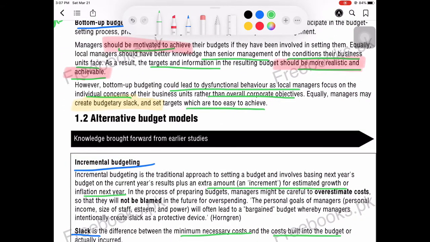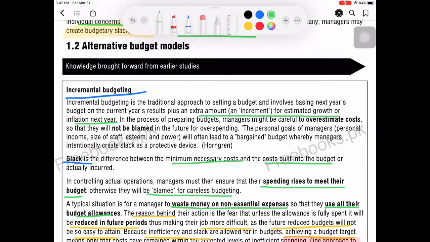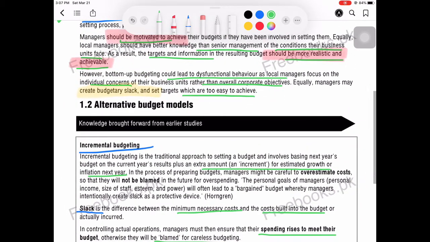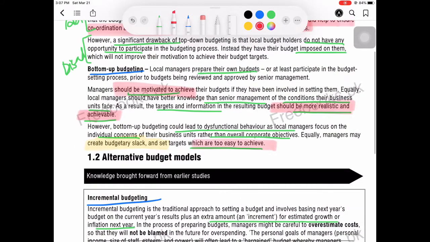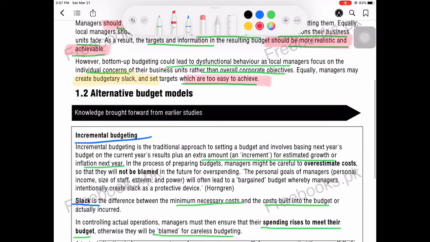Okay, next one is incremental. Okay, so here it was the advantages and disadvantages of top down and bottom up are actually just the opposites. And here, when the managers are given the liberty to set their own targets, they tend to set easier targets which are too easy to achieve, as against what the senior management will set the targets. They will be more challenging and a little difficult. Maybe sometimes they are able to achieve it or not, things like that.